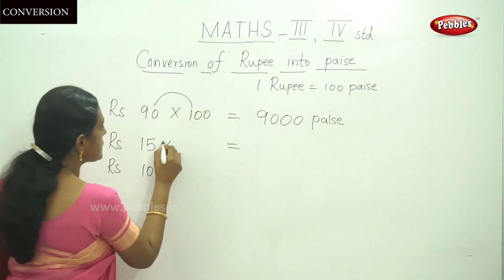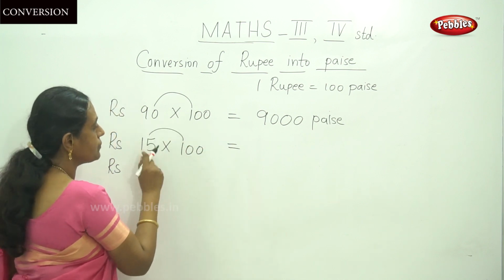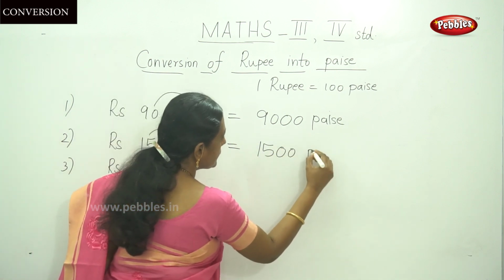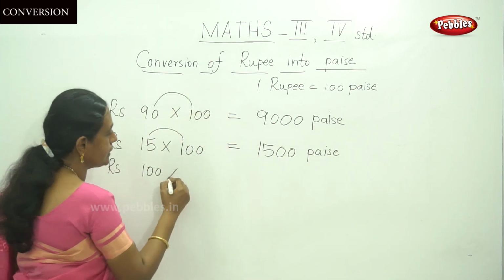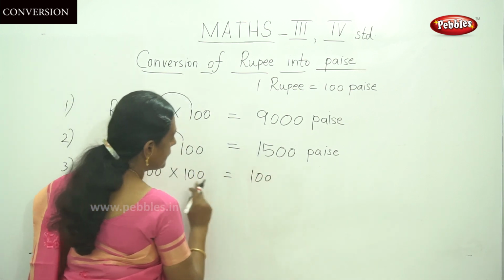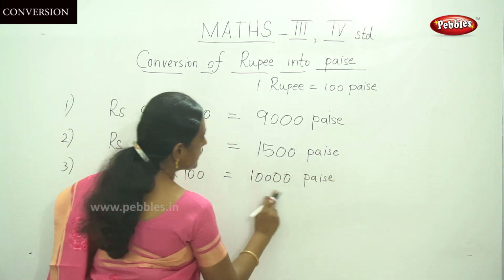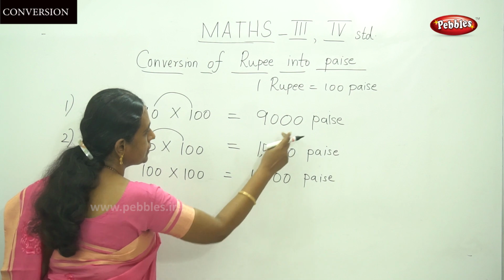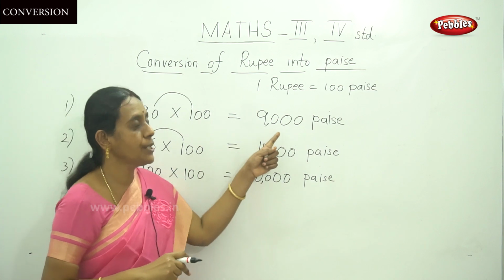Next one is 15. Same as this, multiply it by 100: 1 times 15 is 15, put two zeros, and this is 1500 paise. And rupees 100: 1 into 100 is 100, put two zeros to the right of the answer, that is 10,000 paise. Ones, tens, hundreds, make a comma here.